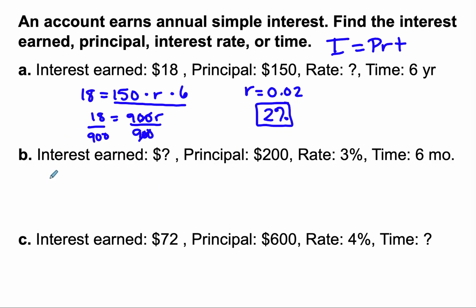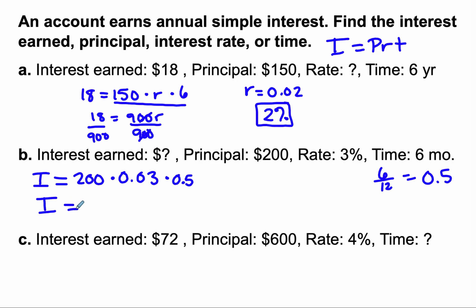All right, let's take a look at this next one. We don't know the interest. We know the principal, the rate, and the time is in months. Interest equals principal times rate as a decimal, 0.03, times time. We have to do 6/12. It's going to be easiest in your equation if you change that fraction into a decimal first. 6 divided by 12 is 0.5, 1/2. That's the number that's going into my equation.